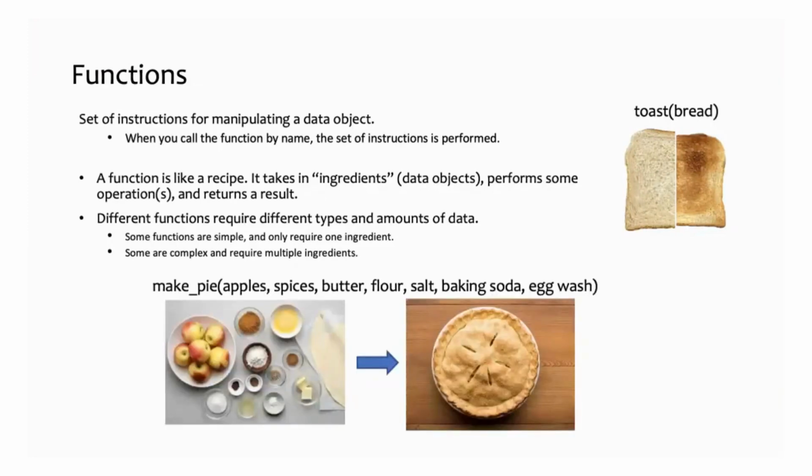On the other hand, you can have functions that are more complex that include lots of different data objects because what they're doing requires more ingredients. So for example, making pie. The verb of making pie, the action of making pie involves more than one ingredient. It involves at least apple, spices, butter, flour, salt, baking soda, egg wash, et cetera, et cetera. And it would be doing a variety of operations on those data objects to return the final result of pie. So it's a more complex action.